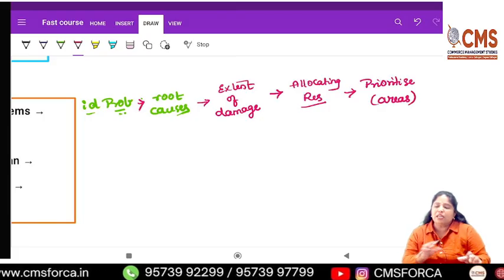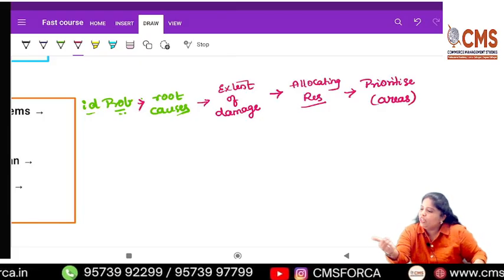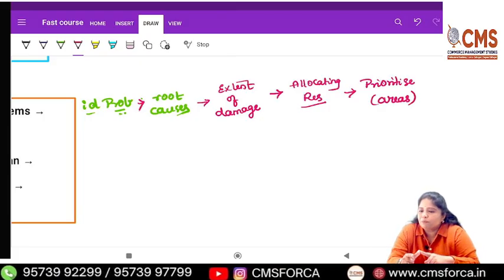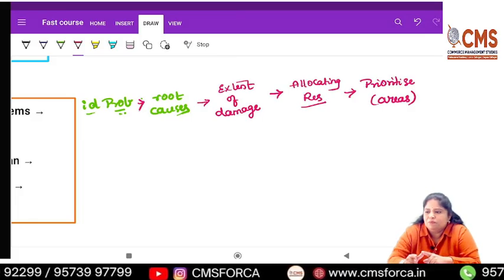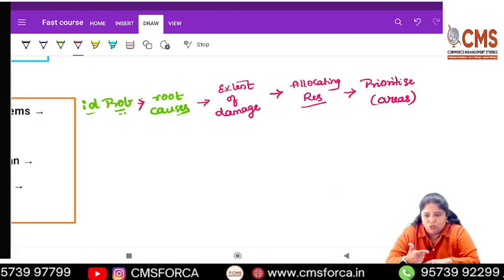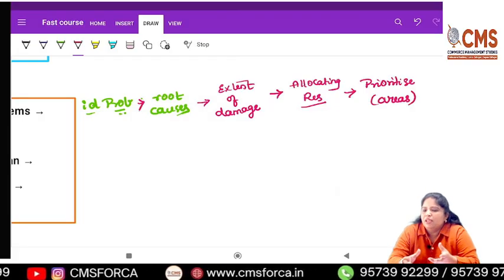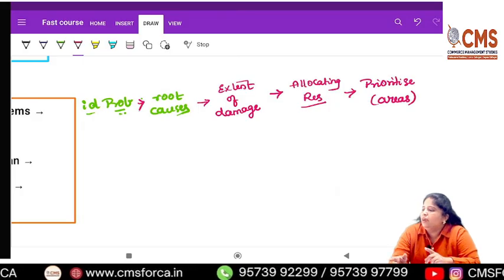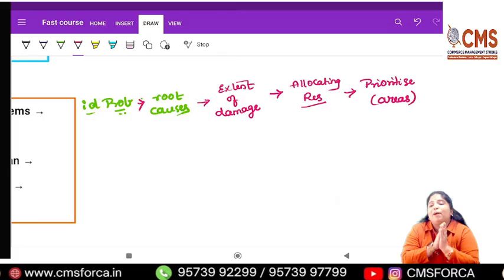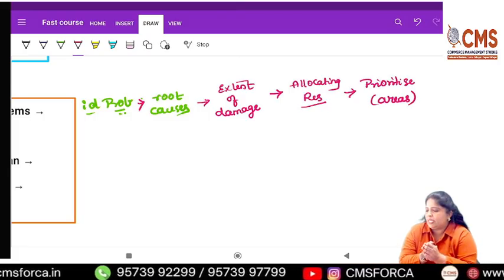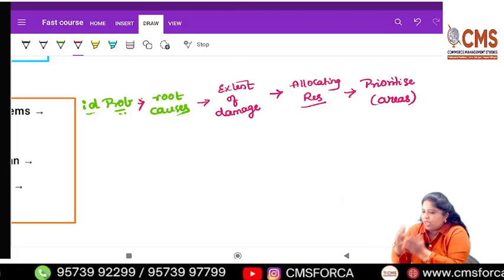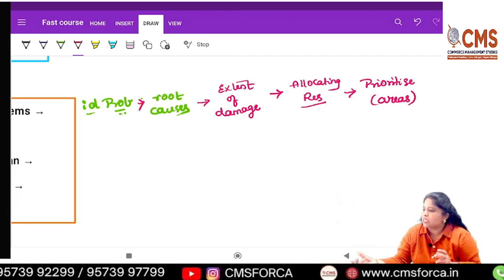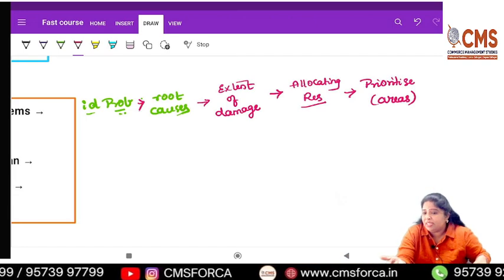So how did we consolidate the content here? How do you start? First, you try to identify the problem. What is the root cause, the source of the problem? Try to assess the extent of damage that has happened, and allocate resources, but only by prioritizing where the damage is severe, where immediately you are finding some weaknesses and where you can see some immediate improvement.